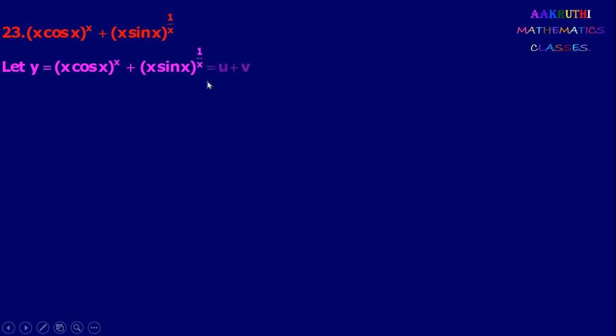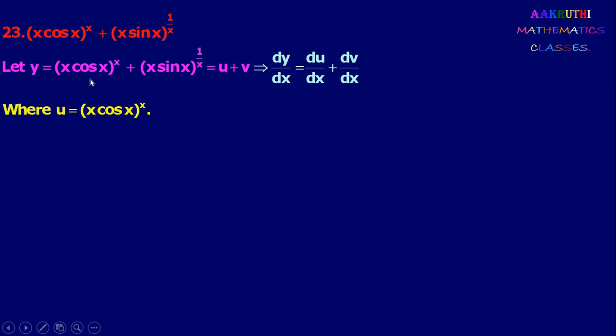So take y equal to u plus v. Now dy by dx is du by dx plus dv by dx. So find du by dx and dv by dx separately. Now here u equal to x cos x to the power x, and here base is also variable, power is also variable. So apply log on both sides and we simplify this.